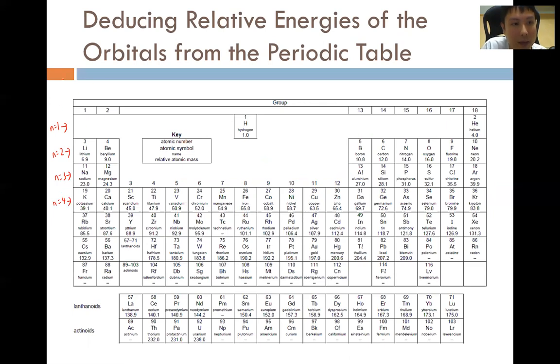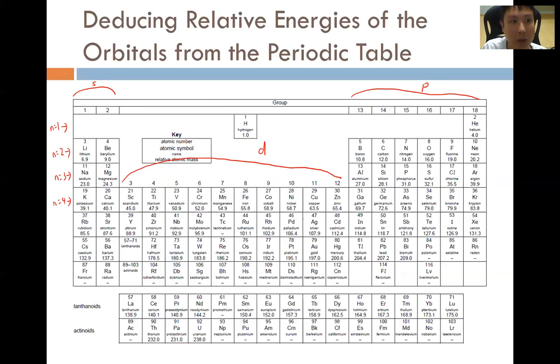Okay, and then this block is basically the s orbital. This block, you view it as the p orbital, and this block, you'll view it as the d orbital. So the way that you read this periodic table is from top to bottom and left to right.